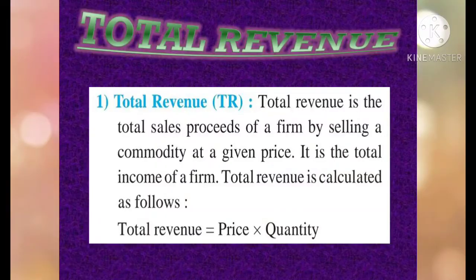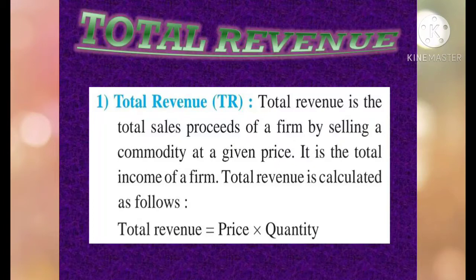First, total revenue. Total revenue is the total sales proceeds of a firm by selling a commodity at a given price. It is the total income of a firm. Total revenue is calculated as total revenue equals price into quantity.